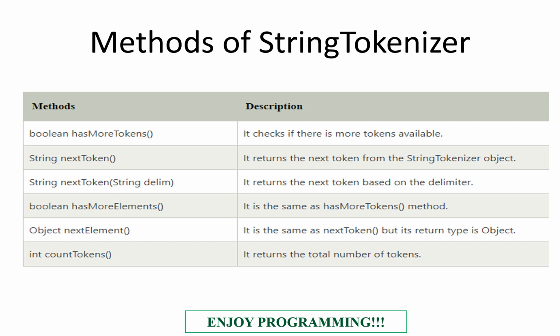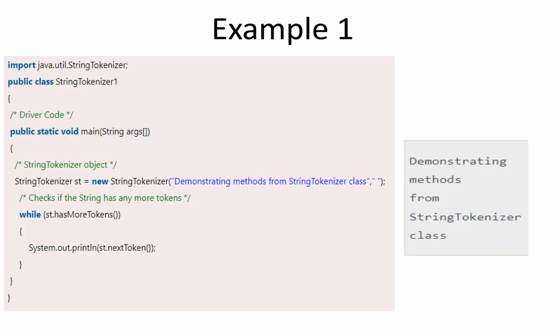The next method, int countTokens. As the name says, this will return the number of tokens remaining in the string using the current delimiter set. This method also doesn't advance the current position of the tokenizer. The return type is integer since it is returning the count.